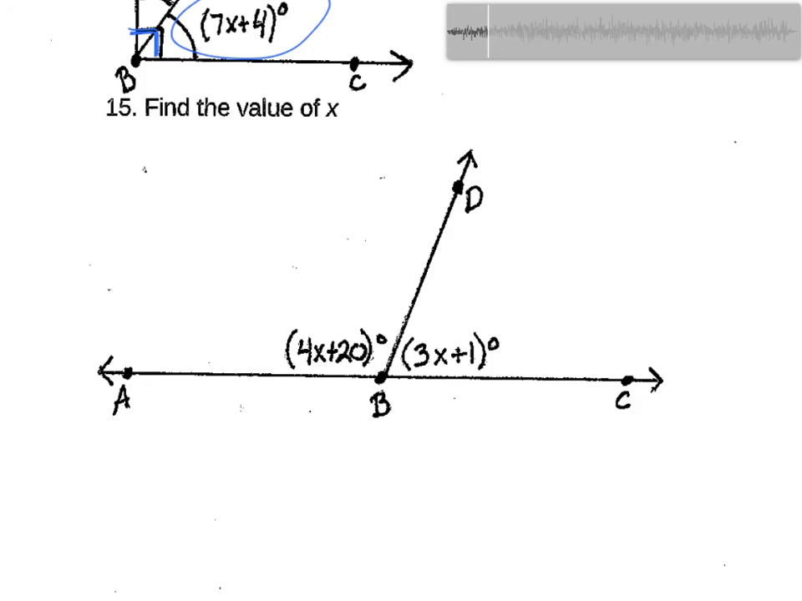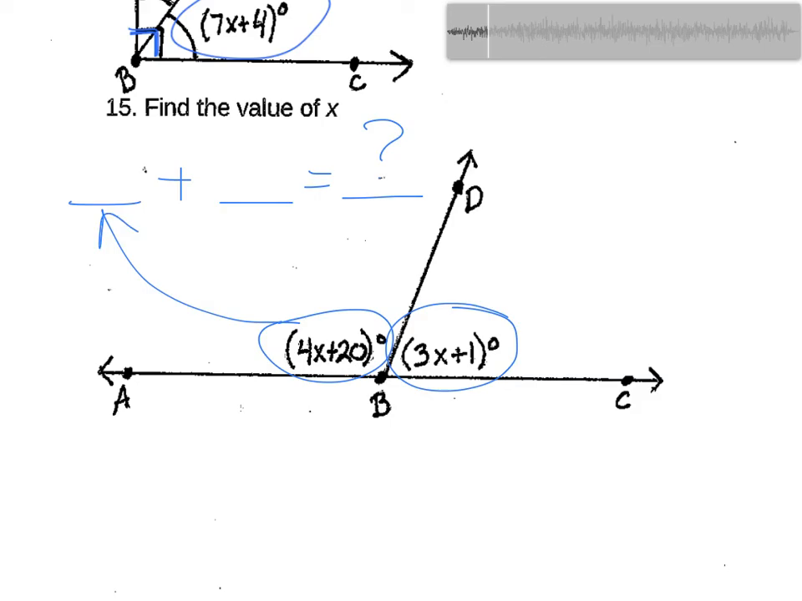So for number 15, you've got these two angles. We need to find the value of x. Now they make a straight line here, don't they? So that means they're going to add up to what? How many degrees? So you need to add these two angles together and set them equal to what? How many degrees? So put that one in there, that one in there. Combine your like terms and solve for x.